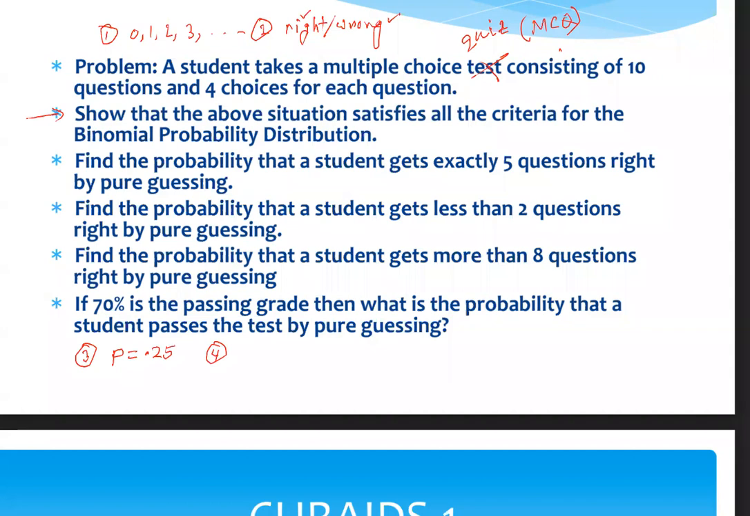What is condition number 4? Wouldn't it be that n equals 10? Exactly, there is a fixed number of questions. And number 5, what is it?